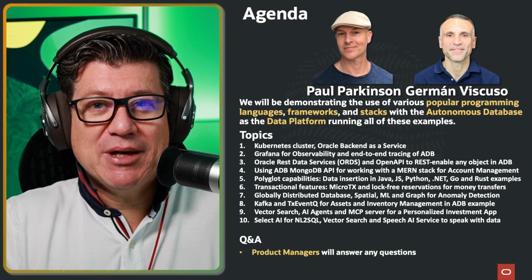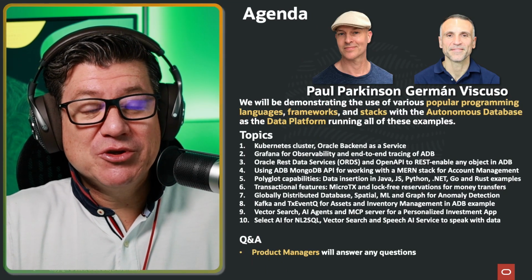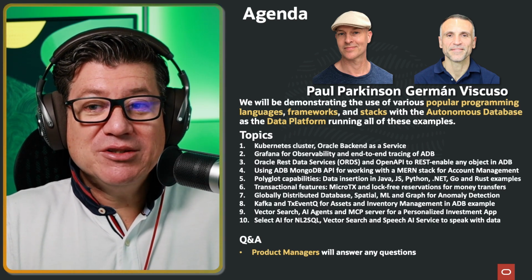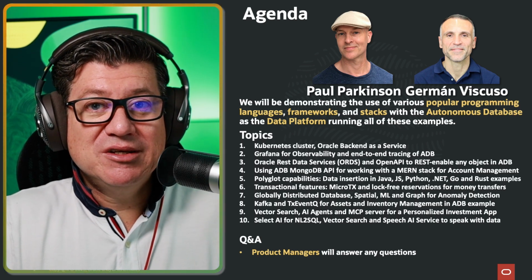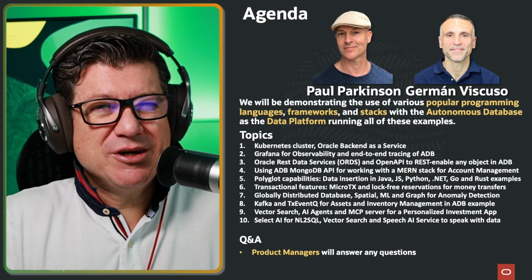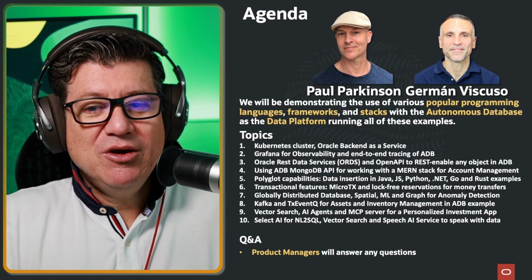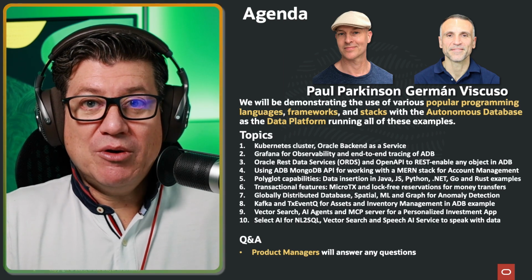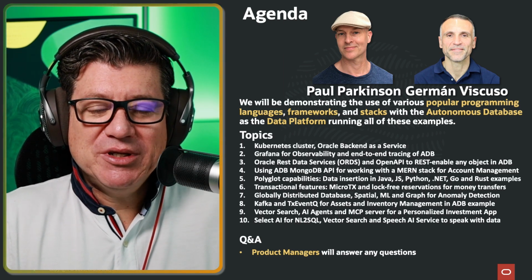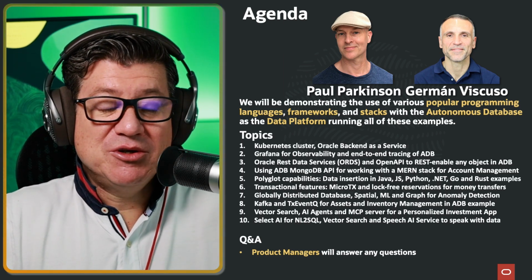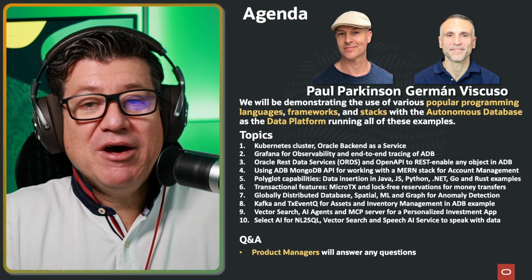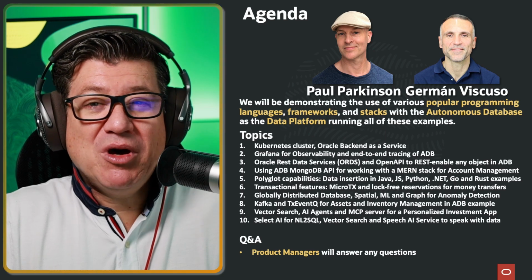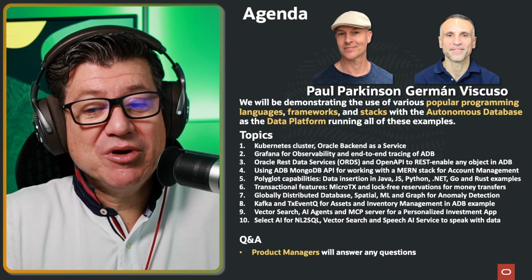We're going to be talking about all the different developer tools that you can use with Autonomous Database as your data platform. Today we have Paul Parkinson and Germán Viscuso, and they're going to be sharing all these topics and capabilities that you already use in your day-to-day development: different languages, Kubernetes clusters, Grafana. You're going to be using OpenAPIs for REST and the different polyglot languages that you program with.